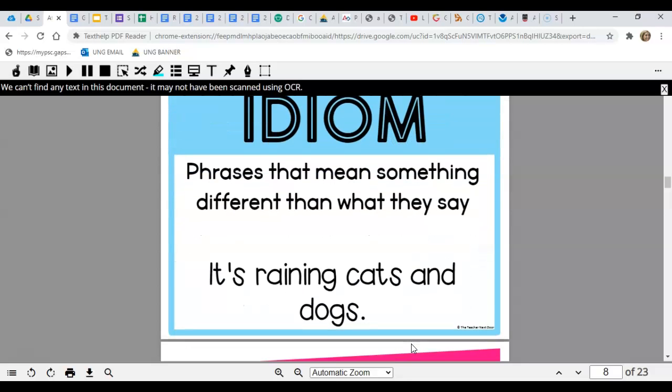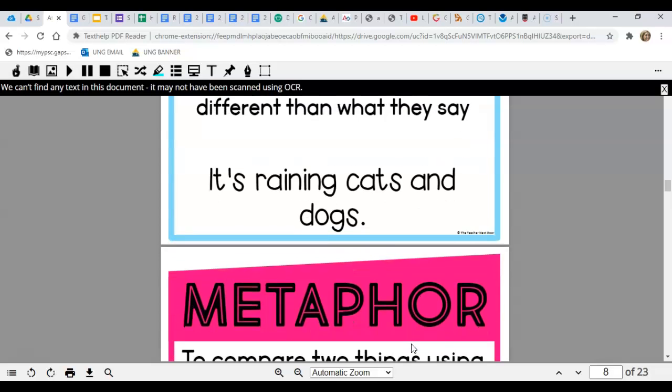It's raining cats and dogs. So if you took this literally, like I said earlier, cats and dogs would be falling out of the sky, but that's not what it means. It just means it's raining really, really hard. And this is an idiom. So it doesn't mean what it says, but we understand what it means.